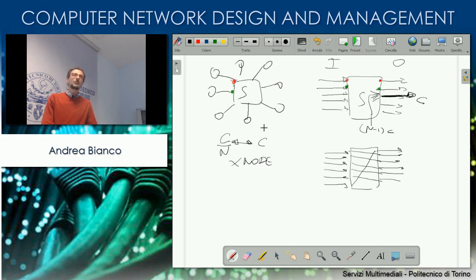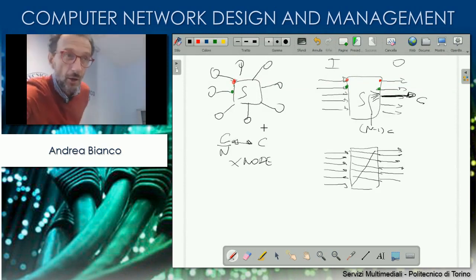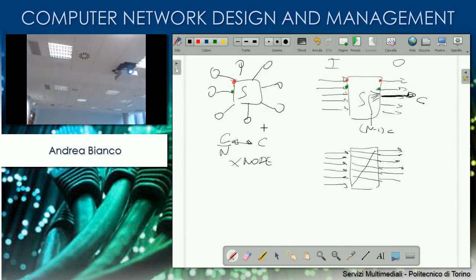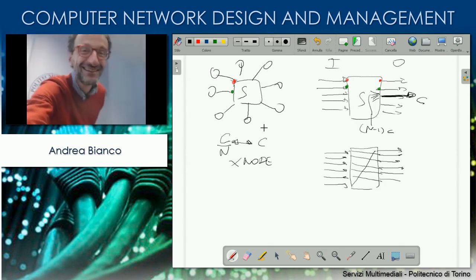What's happening if the traffic is uniform? Wake up! What's happening if the traffic is uniform?